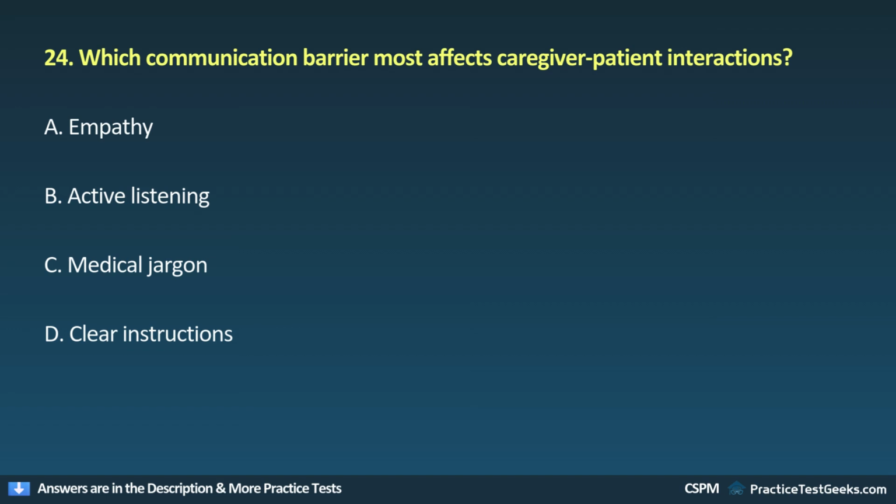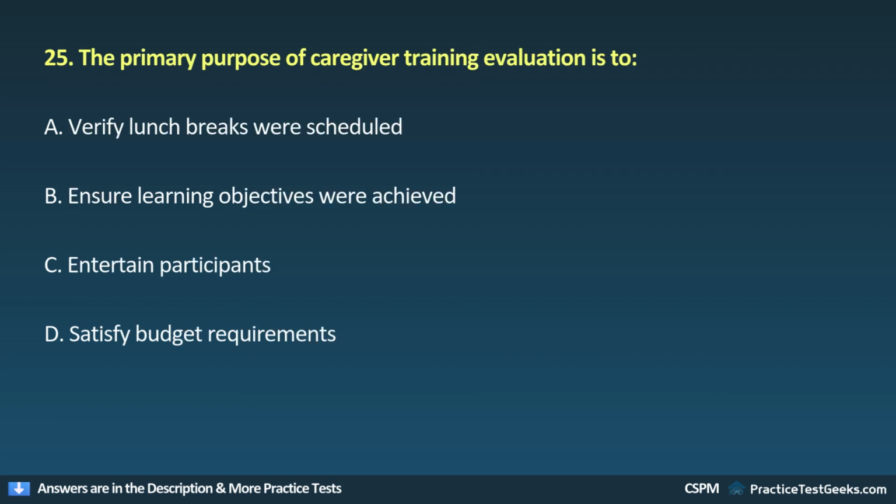24. Which communication barrier most affects caregiver-patient interactions? A. Empathy. B. Active listening. C. Medical jargon. D. Clear instructions. 25. The primary purpose of caregiver training evaluation is to A. Verify lunch breaks were scheduled. B. Ensure learning objectives were achieved. C. Entertain participants. D. Satisfy budget requirements.